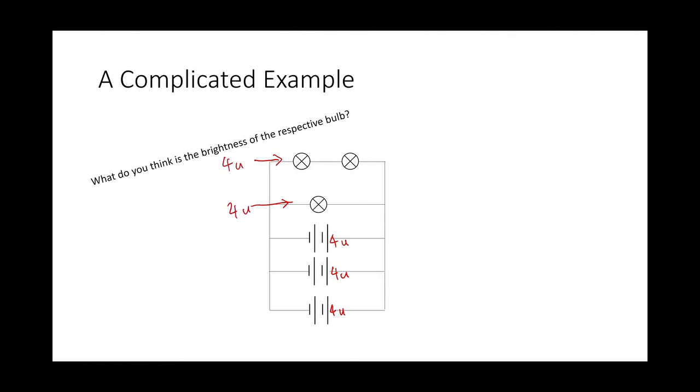They'll just take turns going in, so 4 units going in. For the one that's one bulb, it doesn't have to share with any other bulb, so it will be 4 units of brightness for this bulb. Whereas the one at the top is being shared by 2 bulbs, so each of them will be 2 units bright. If you know how to calculate the brightness of the bulb and how much electricity is coming out from the battery, you'll be able to know which bulb is brighter. So during the exam, if they ask you to arrange the circuits from the dimmest to the brightest or the brightest to the dimmest, you will know how to arrange it based on this calculation.